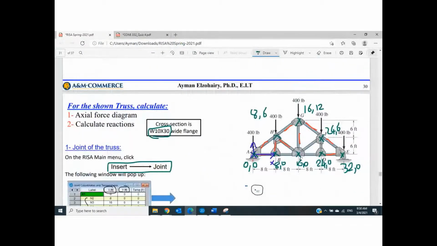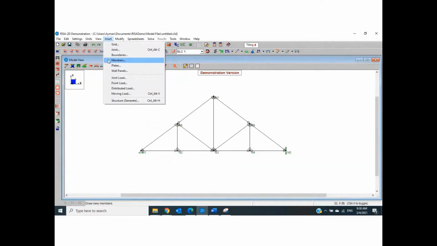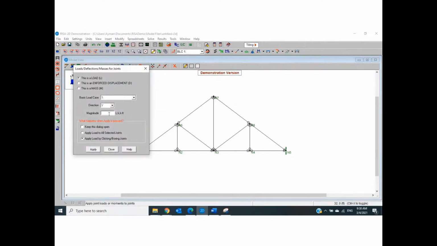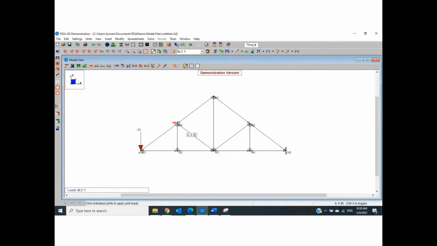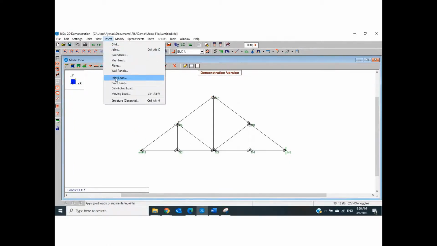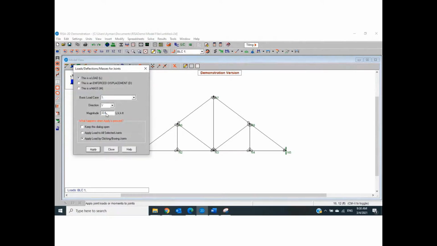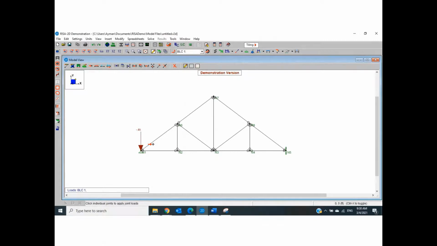We have concentrated load, 400 pounds. Actually, my units are kips, so I will use 0.2, 200 pounds to 0.2 negative. In Y direction, apply 1, 2, is it 200 or 400? I'm sorry. Insert joint load negative 0.4. I'm sorry. Apply 1, 2, 3, 4, 5.